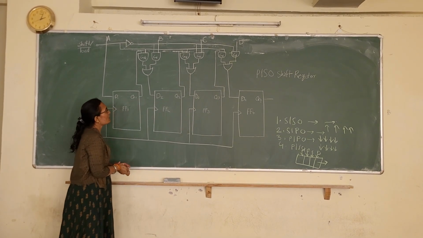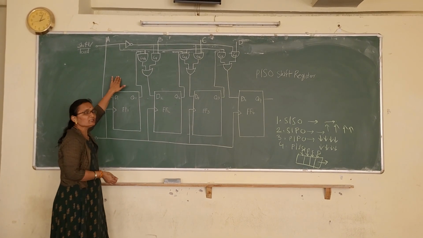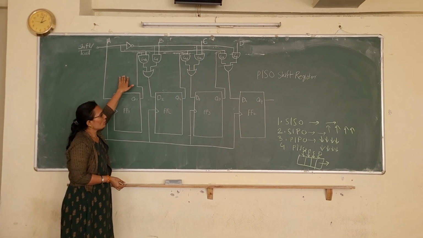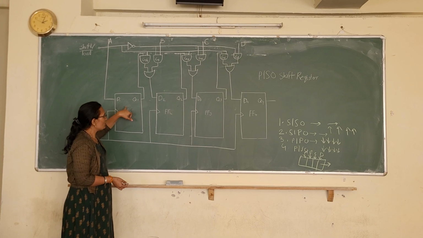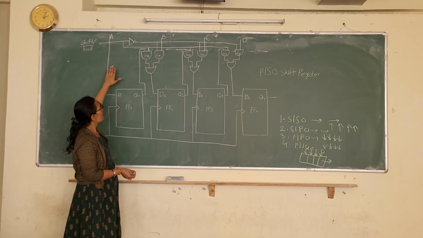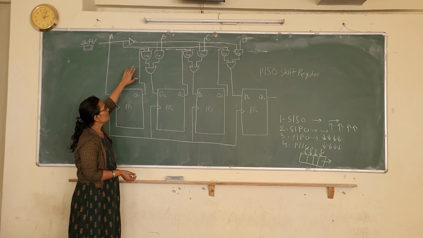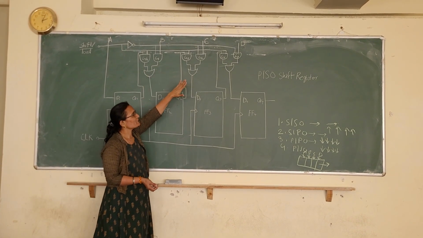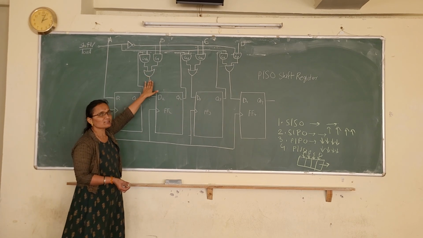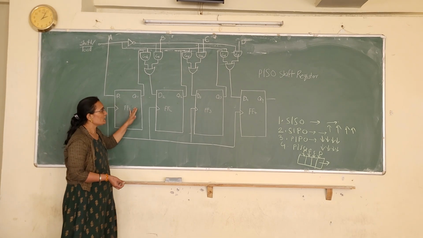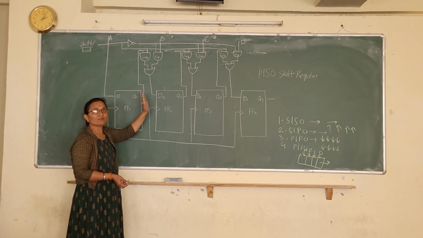Let us see, these are the additional circuitry shown here just to make the movement of the data from first flip-flop to second flip-flop, third flip-flop to fourth flip-flop. And these are the gates we are using: G4, G1, G5, G2, G6, G3. These are your 6 AND gates and 3 OR gates. So let us see how this shift register will work.